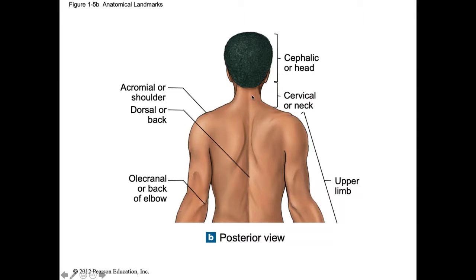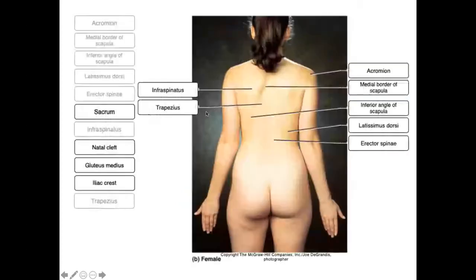The neck is cervical. The back is called dorsal. Here's your upper limb. The back of the elbow is called the olecranon region. The highest point of the shoulder is called acromial. When you do the scapula, you'll see there's an acromion process, which is the shoulder's highest point.